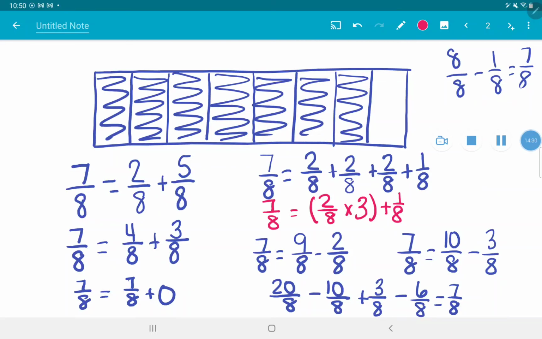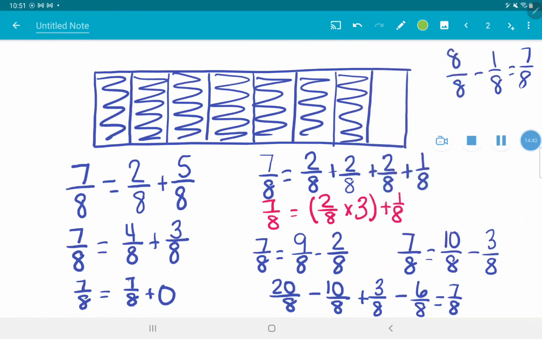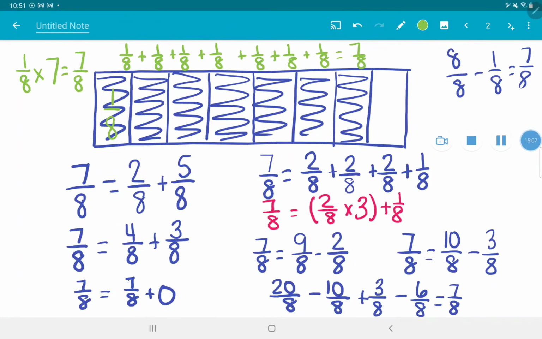What if I wanted to make this a sum of unit fractions? What is the unit fraction that would match? 1/8. Yeah. Times 7. We could do 1/8 times 7 equals 7/8. Or if I wanted to make a sum of unit fractions, I would do 1/8 plus 1/8 plus 1/8 plus 1/8 plus 1/8 plus 1/8 plus 1/8 to get 7/8.